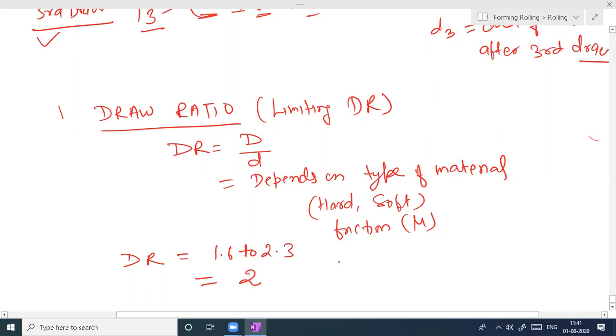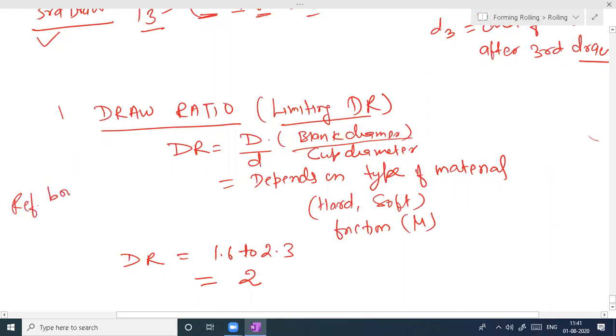So basically that LDR is valued between 1.6 to 2.3, or we can take 2. It means in limiting draw, this is your blank diameter and this is your cup diameter, and this ratio is 2. This ratio varies between values given in the reference book. The reference book is Kalpakjian.